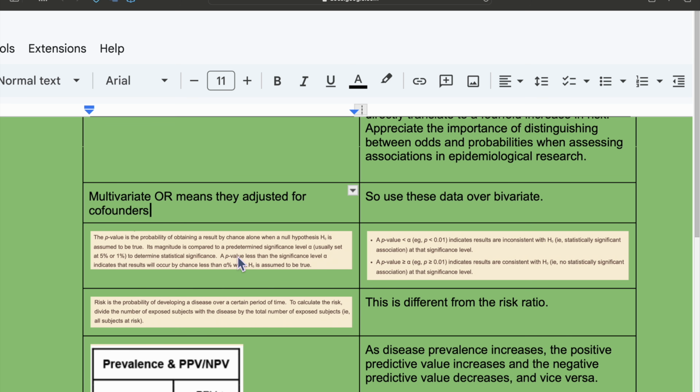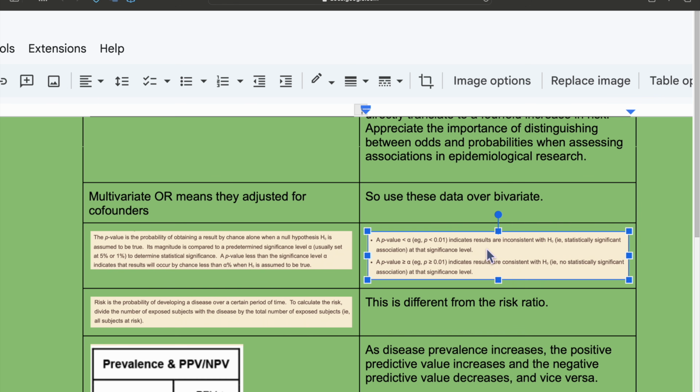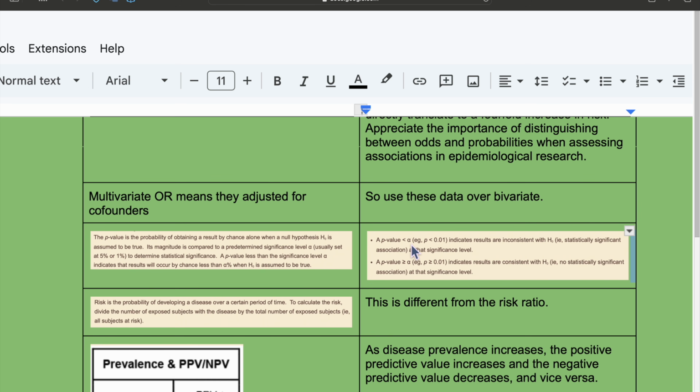So normally they do not give you the alpha percentage, so we just assume 0.05, right? Because that's where normally it's placed in studies. Okay. A p-value less than alpha is significant. P-value less than 0.01 indicates results are inconsistent with null hypothesis. That is statistically significant association at that significance level. If it's more than alpha, we already went over this, it's not significant. Okay.